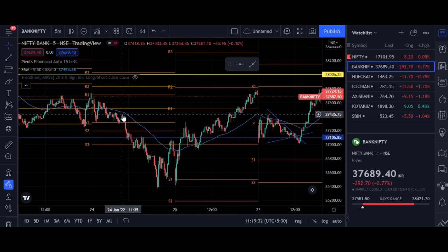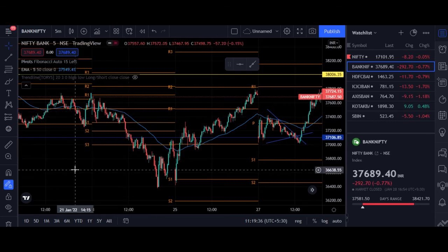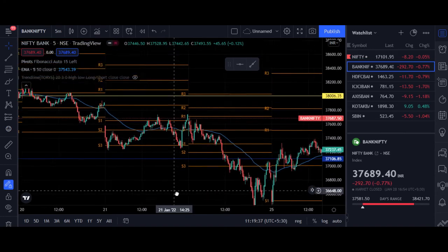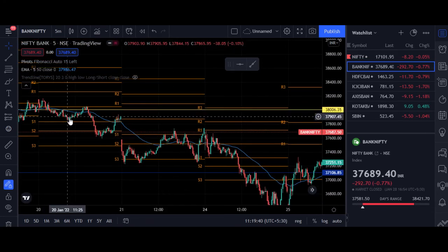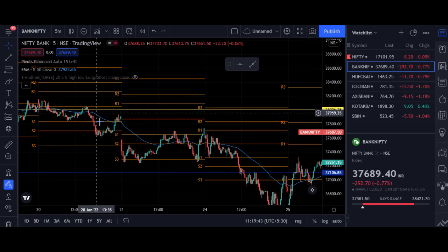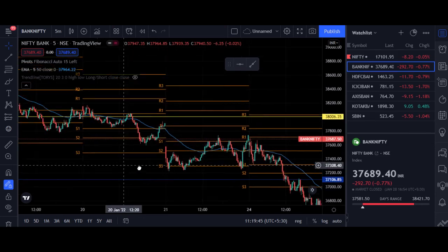This EMA support, consolidation happened. See, this resistance here, then again it came down. It went up and again to resistance, and it came down. The moving average will act as a support or resistance.